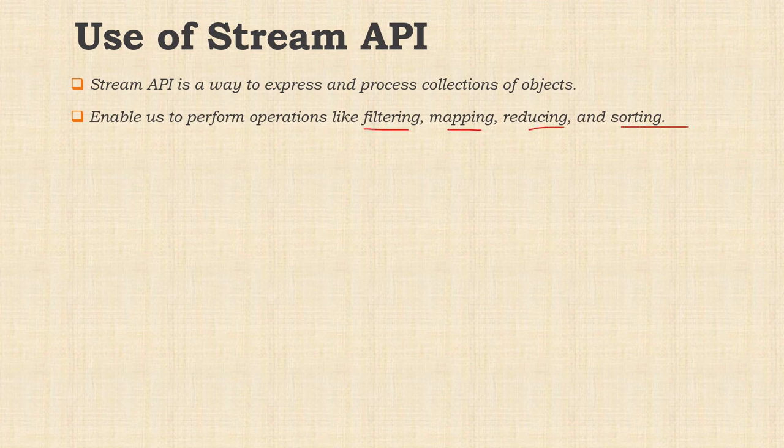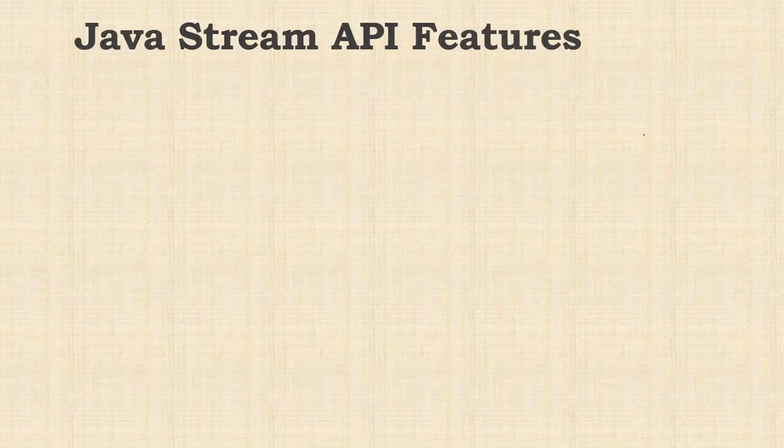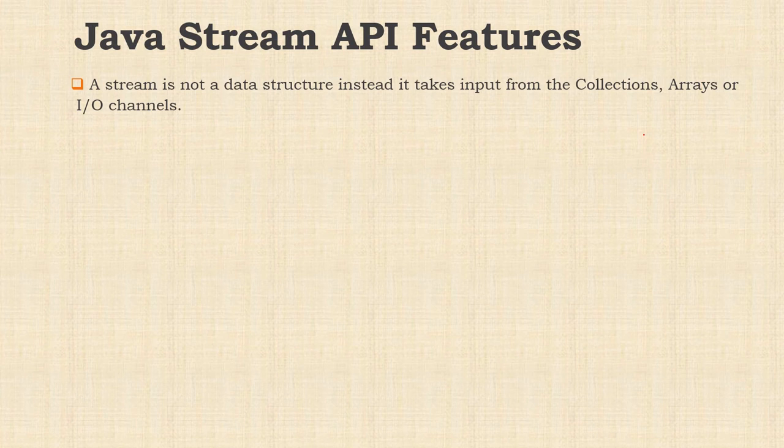So we have some methods in Stream API. For filtering, we have the filter method. For mapping, we have the map method. For reducing, we have the reduce method. For sorting, we have the sorted method. So with the help of all these methods, we can perform certain operations. Now we are going to see the features of Java Stream API.